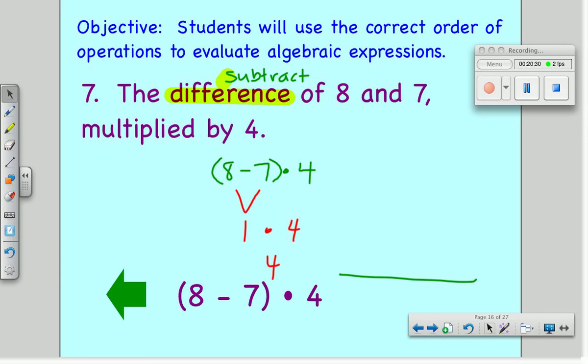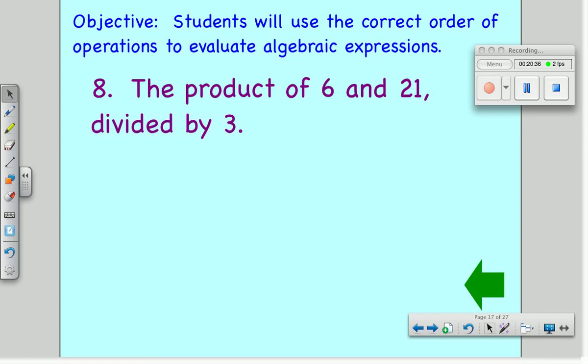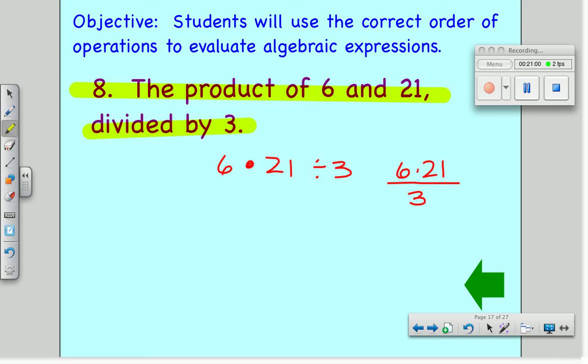Okay. So let's just keep doing this, and we're going to just write what that should look like. So the product of 6 and 21 divided by 3. The product means multiplication of 6 and 21 divided by 3. There's two different ways you can write it. You can do this, or you can even do divided by 3, this. Okay? Either way is correct. And if you wanted to put this in parentheses so that you make sure you remember to do this together, you can do that as well.